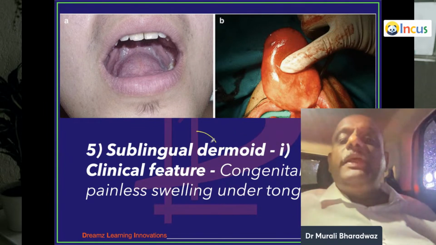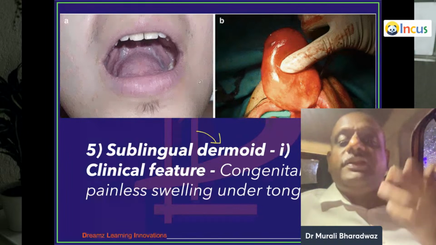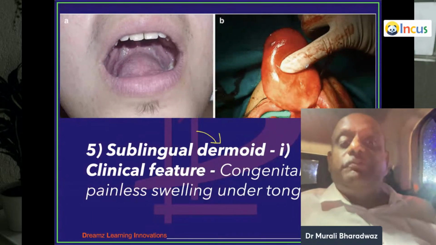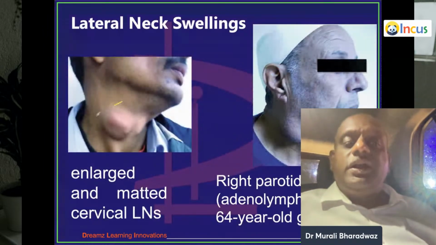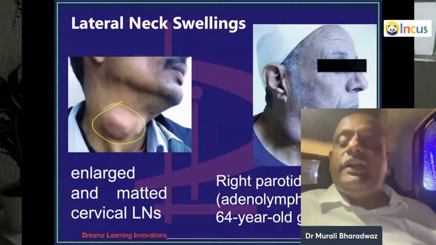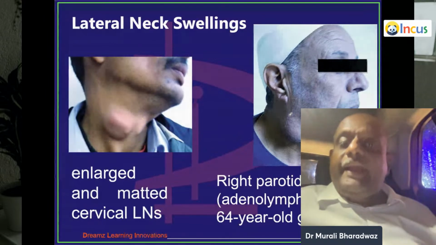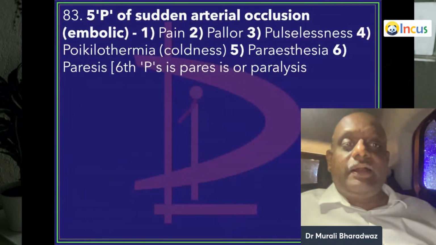Now, what is sublingual dermoid? Typically, it is a congenital painless swelling under the tongue. That is the sublingual dermoid. Then what are the lateral neck swellings? Commonly lymphadenopathy. Similarly, right parotid swelling, you can see here, adenolymphoma. So they all present like lateral neck swellings is what you need to remember.